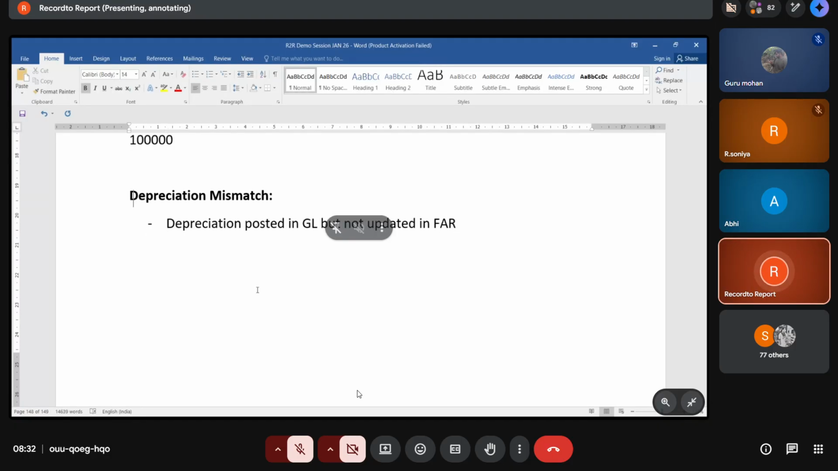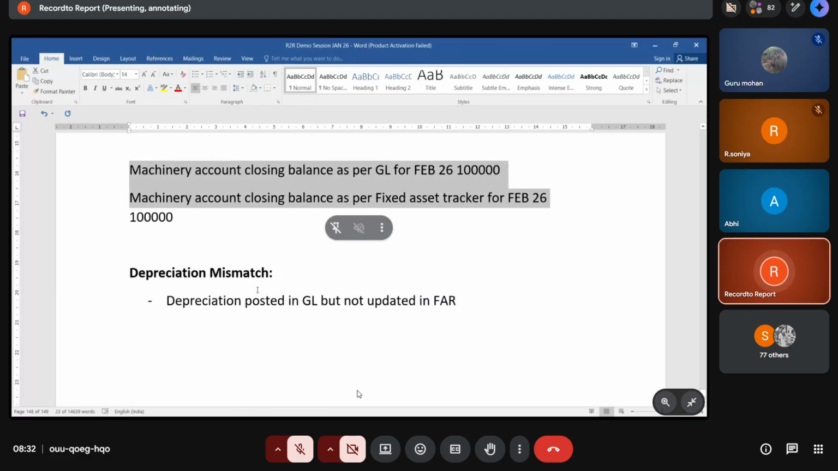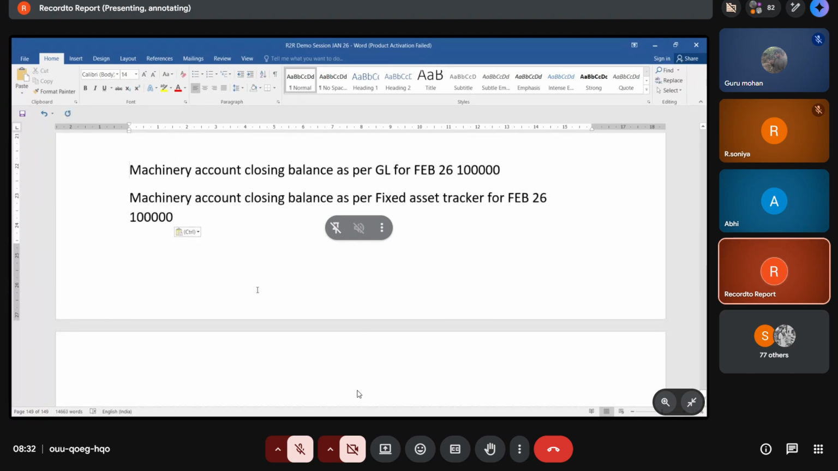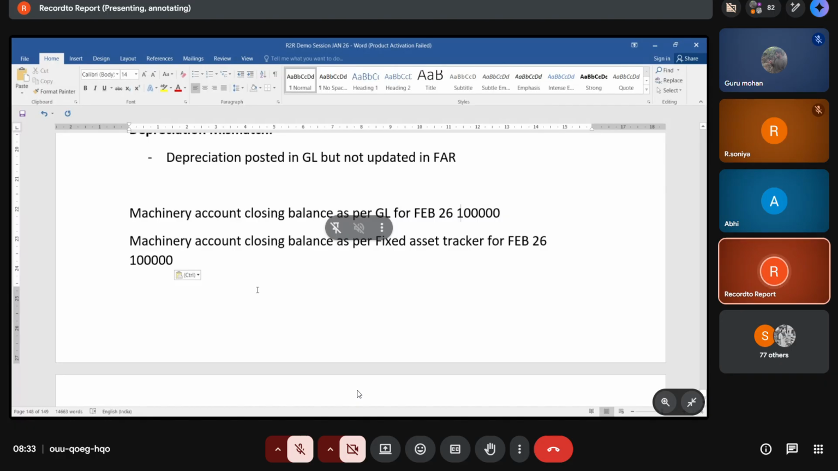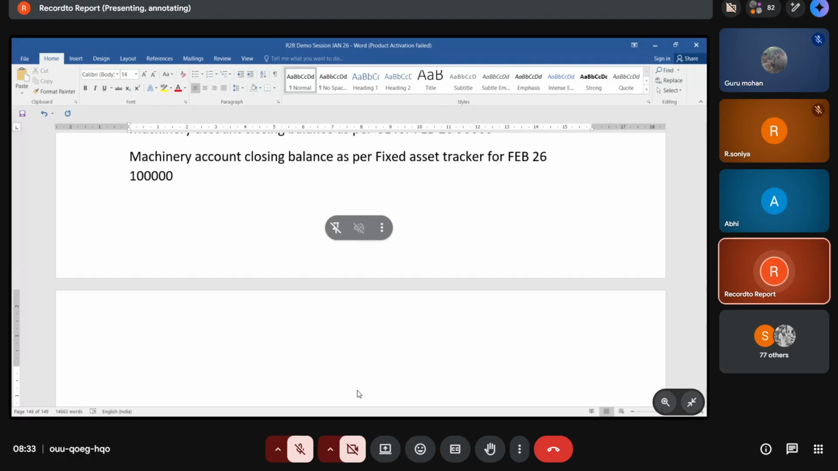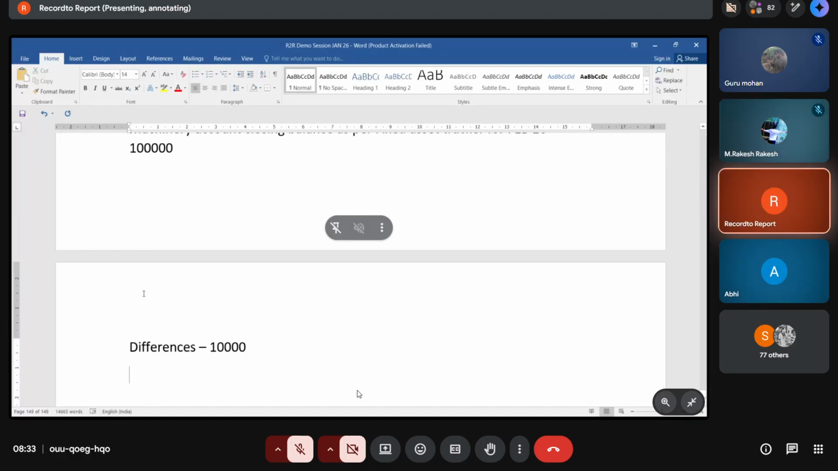So for example, assume the asset balance as per GL is showing 90,000. In the tracker it is showing 1 lakh rupees. So the difference is 10,000 rupees. What is the reason for the difference, guys? Depreciation. Depreciation has to be posted in the current month, but it has not been posted.